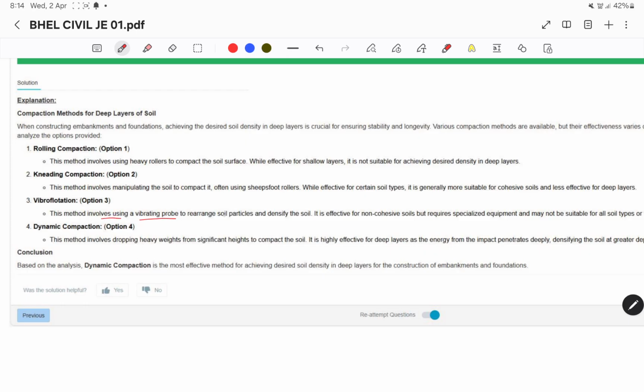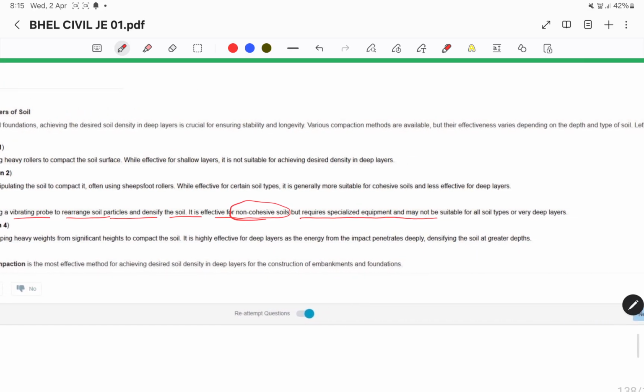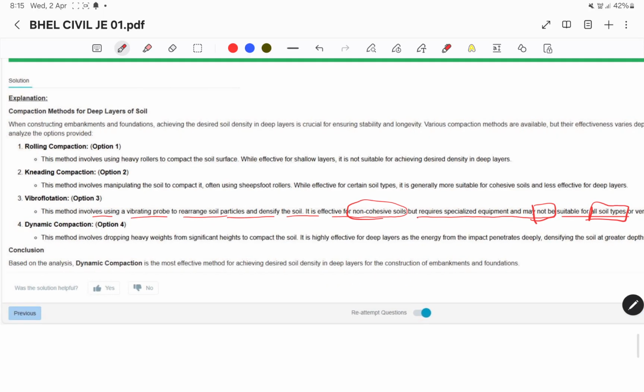Vibroflotation: the method using vibroflotation rearranges the particles and increases the density of the soil. It is effective in non-cohesive soil but requires specialized equipment and may not be suitable for all soil types. Very deep layers needing compaction: this method involves manipulating the soil to compact it, often using rollers, but it is not effective for deep layers.